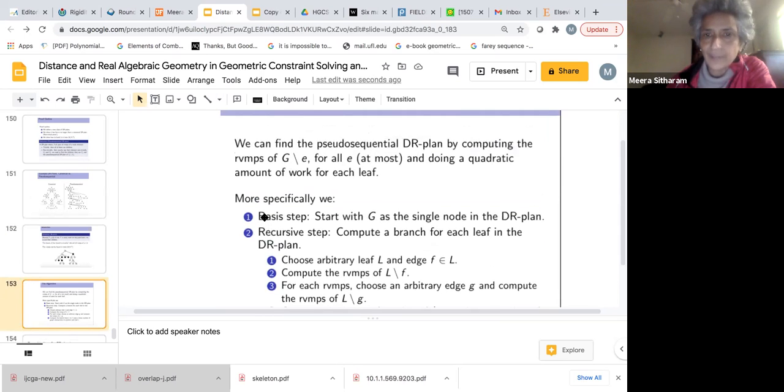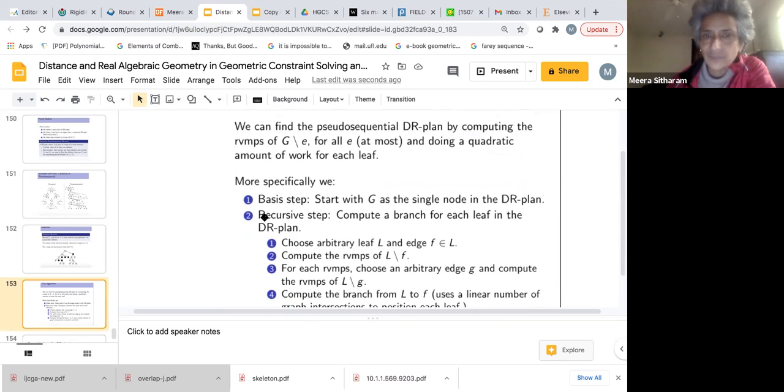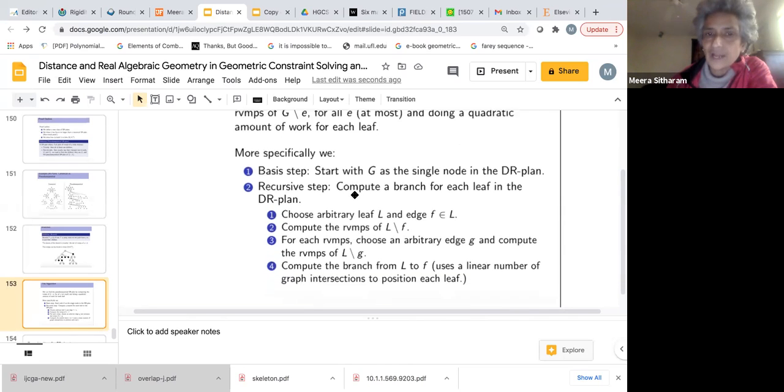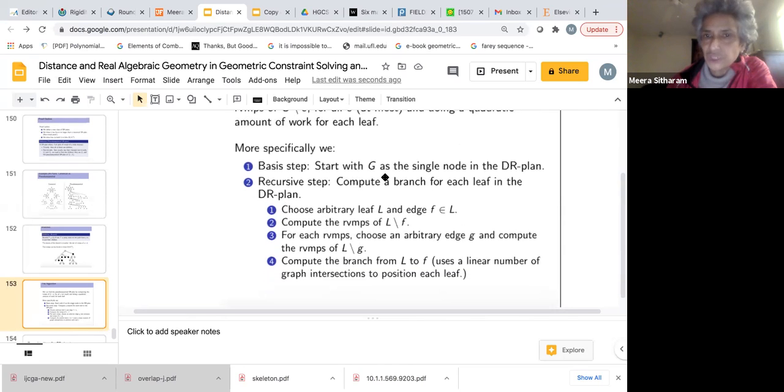The algorithm starts by trying to find a pseudo-sequential DR plan by computing the rumps of G difference E for every E. It doesn't even need to do it for all E, but at most it will have to do it for all E, doing a quadratic amount of work for each leaf. So we start at a basis step: we compute G as the single node in the DR plan. In a recursive step, we compute a branch for each leaf in the DR plan.